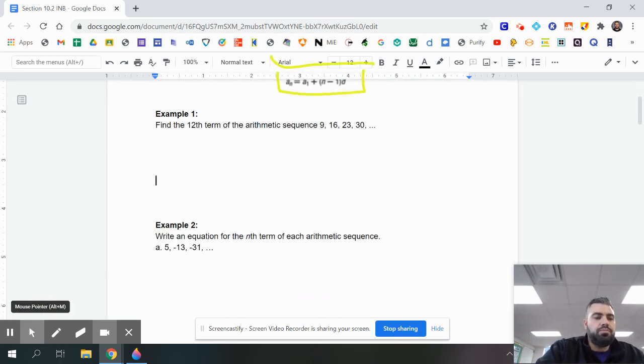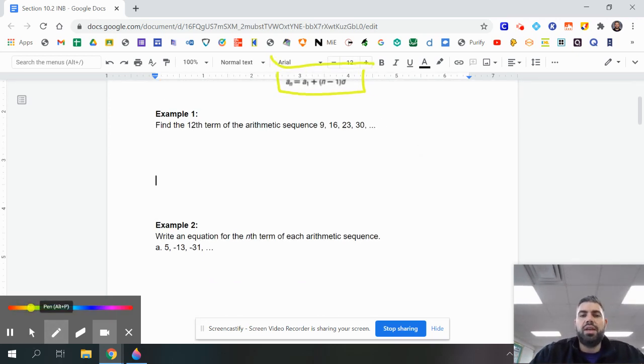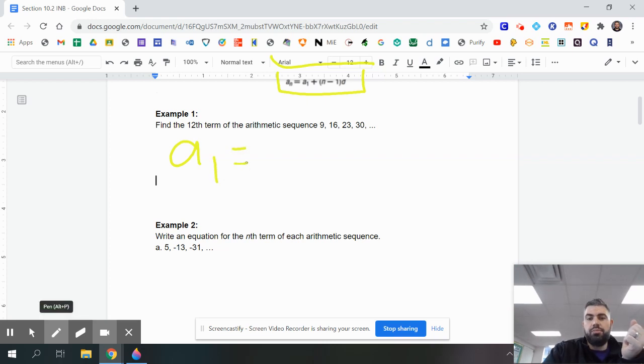All right, example 1. It says find the 12th term of the arithmetic sequence 9, 16, 23, 30. Our job is to find, first off, 3 numbers. We need a1, which is our first term, so in our case that's 9. We need n, the term we're looking for, so in our case that's 12. And then the last thing we need is d, the common difference.